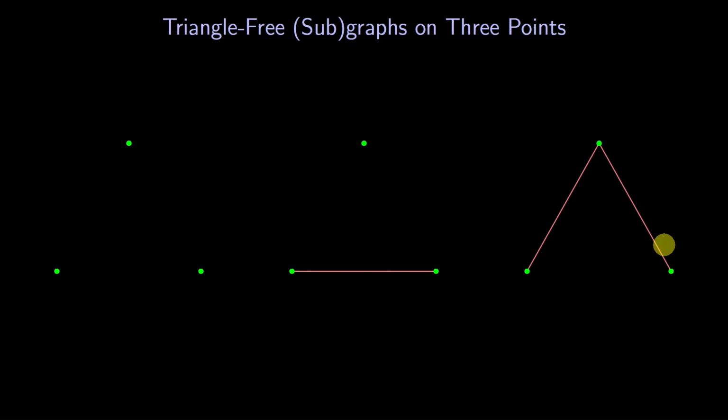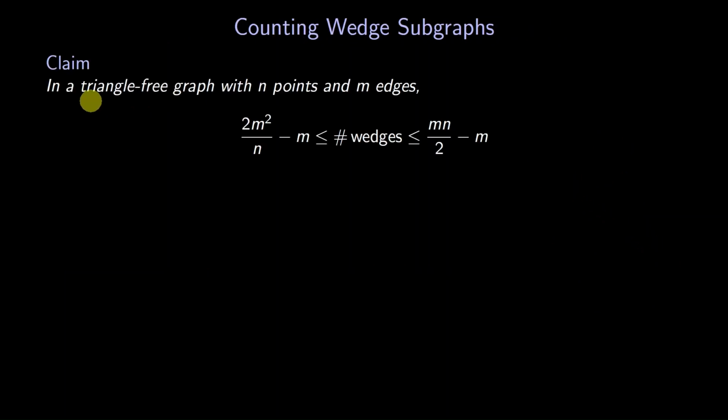In particular, we'll focus on the subgraphs with 2 edges. We'll call that graph a wedge. A wedge has a central point and 2 edges coming out of it. Our proof of Mantel's theorem will rely on the following claim. Suppose we have a triangle-free graph with n points and m edges. We can bound the number of wedges in the graph as follows.